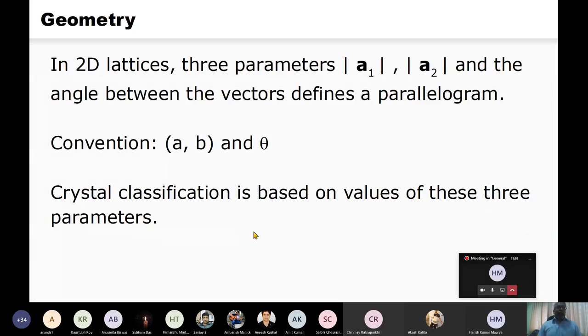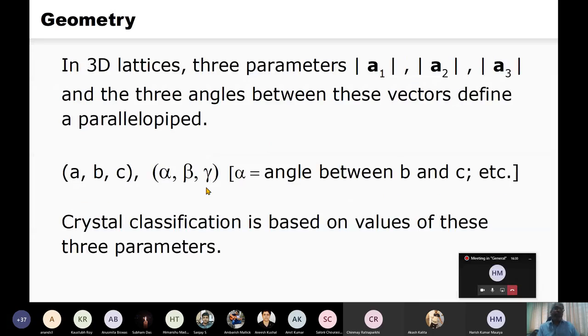Okay, going back to 2D, we also realized that the magnitude of a1 and magnitude of a2 and the angle between the vectors, they together define a parallelogram. And the convention is to refer to them as a, b. a and b are the magnitudes of vectors a1 and a2 respectively. And theta is the angle between the vectors. And the crystal classification is essentially based on the values taken by these 3 parameters.